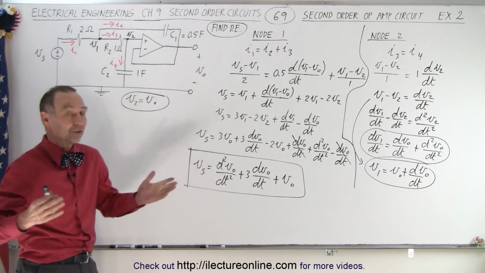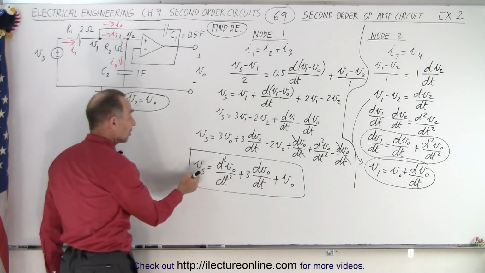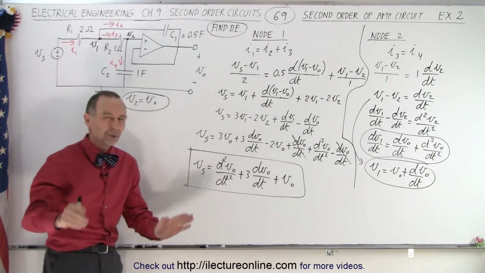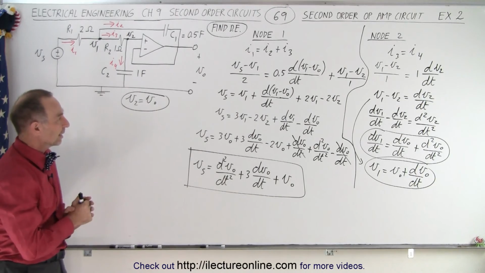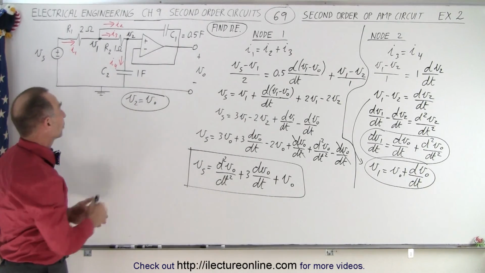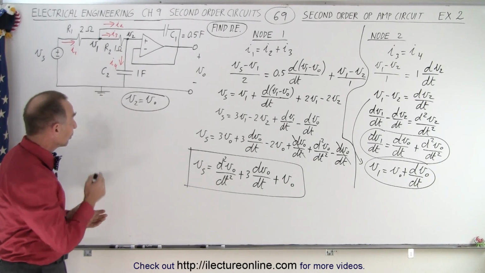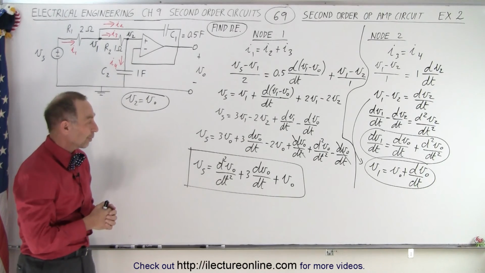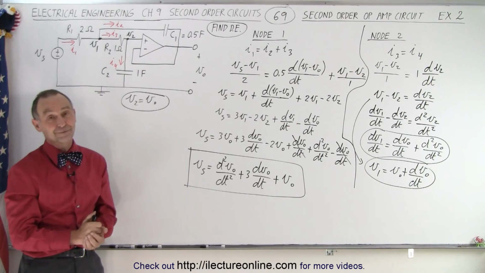Now, of course, if you want to solve that, you set the source voltage equal to 0, you get the characteristic equation, you find your A and your B, but we're not going to do that. You know how to do that at this point. We at least show you how, using a second order circuit with an operational amplifier, this is how you find the differential equation. And that is how it's done.